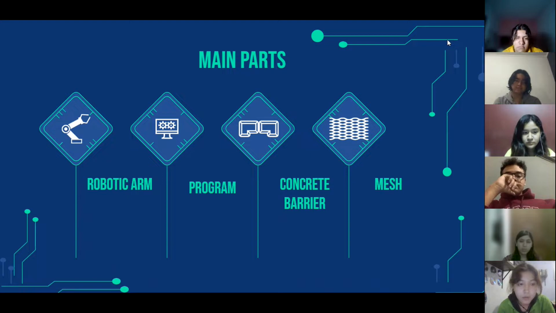The parts of our prototype will be the robotic arm and the program in which its actions are performed, the concrete barrier, and the mesh.